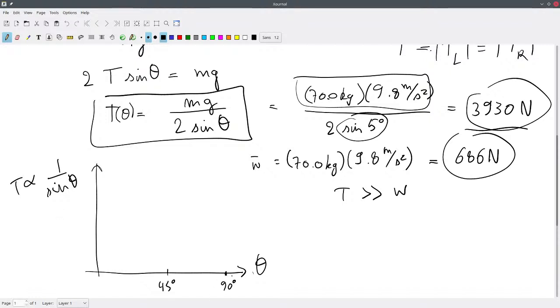The sine of 90 degrees is 1, so 1 over the sine of 90 degrees is 1. The sine of 45 degrees is 1 over square root of 2, so square root of 2 will be the value at 45 degrees. And you can see that this actually goes up sharply, and there's an asymptote at theta equals 0 degrees. And this is, of course, what explains why this force, this tension, is so large at small angles. We're at 5 degrees here.